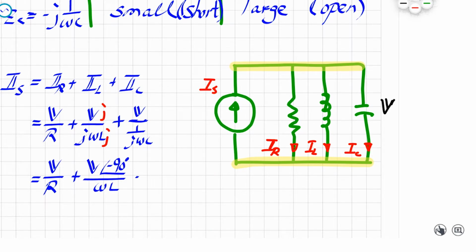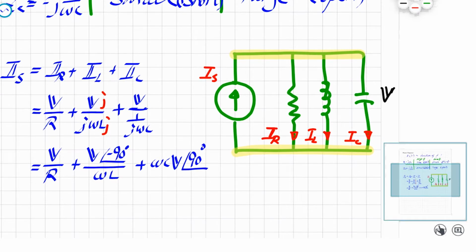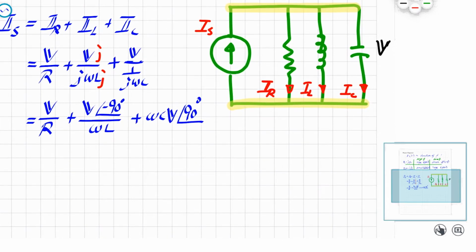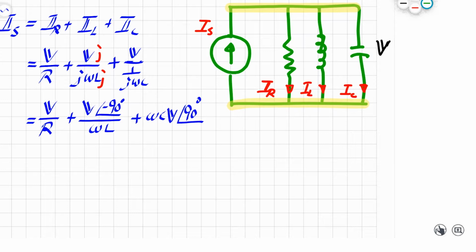And here we're going to have, now remember this 1 over J omega C. So bring it over, it just becomes J omega C, where the J we're going to put into the phase angle. Now, we can draw this in a phasor diagram.